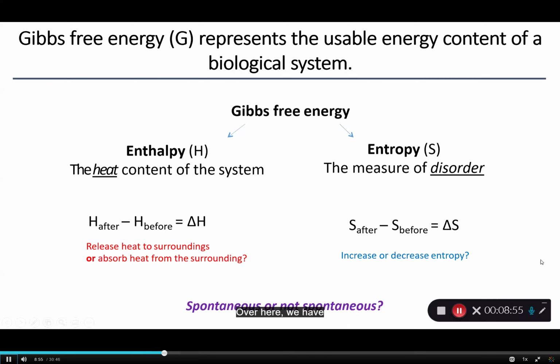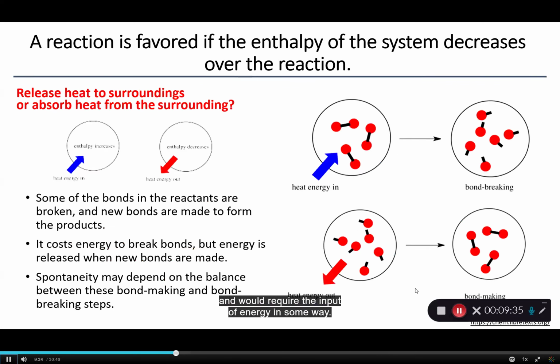Over here, we have to increase the amount of entropy in the system. So we're decreasing order, increasing disorder. And so the amount of entropy after minus the amount of entropy before the reaction took place would represent the delta S. And in this case, a positive number increases entropy and therefore would be considered a favorable reaction. And so considering all these 3 terms together helps us to determine whether or not a biochemical reaction is spontaneous, or occurs without the use of energy, without the use of ATP, or is not spontaneous and would require the input of energy in some way.